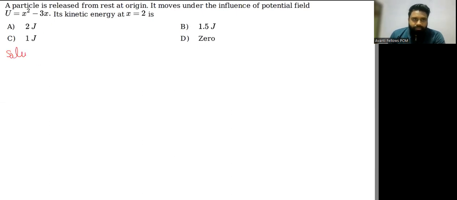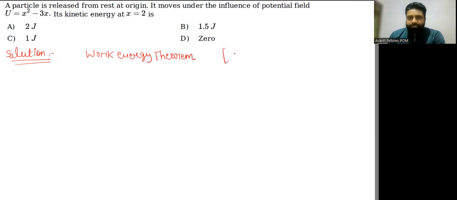This question is from the work energy and power chapter. The concept that we are going to use, you can try to solve this in both ways: either you apply the work energy theorem or you conserve the energy. What we are going to do is apply the work energy theorem.